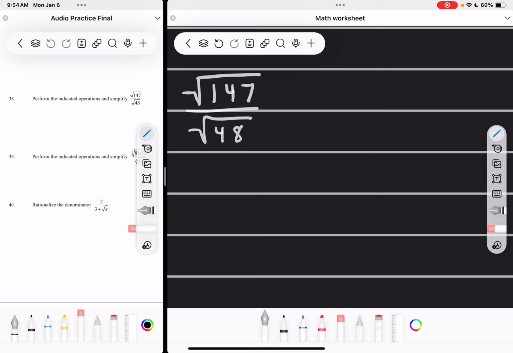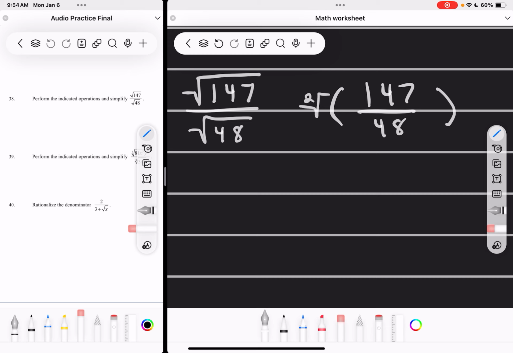However, the two ways of doing this are to reduce and then root, or root and then reduce. It pretty much doesn't matter the order at this point. What I like to do is say I have a square root of 147 over 48, and then break them down. Well, again, I have 147 and 48. The easier number to do is 48.